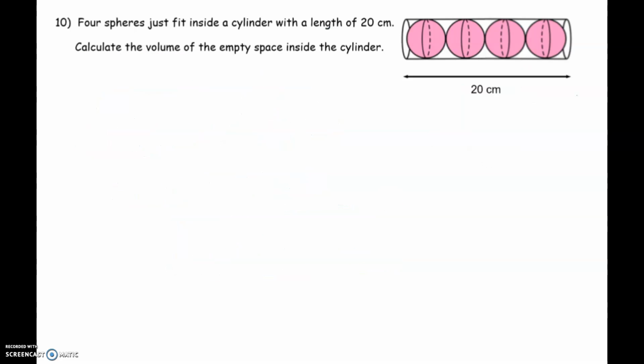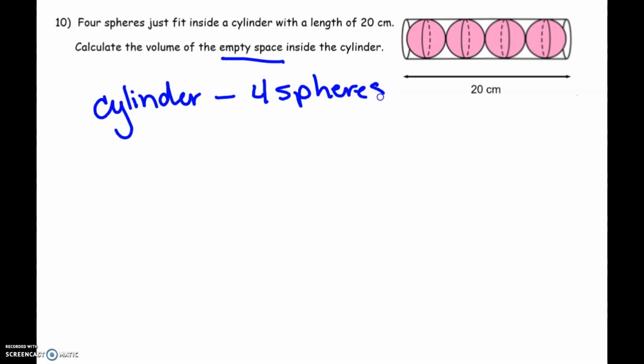And on to number 10, our last one, where we had 4 spheres inside a cylinder, and we wanted to find the empty space. So it should make sense that we would take the cylinder's volume and subtract the 4 spheres' volume. It gives us just the length of the cylinder, which is 20, but that means 20 divided by 4, the diameter of all these guys is 5. So that's the diameter. Remember, our radius then of all these spheres and of the cylinder is 2.5.